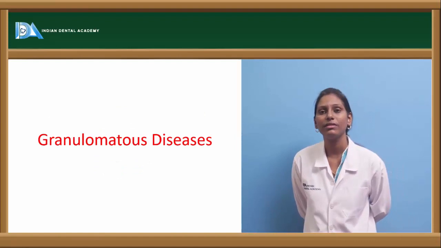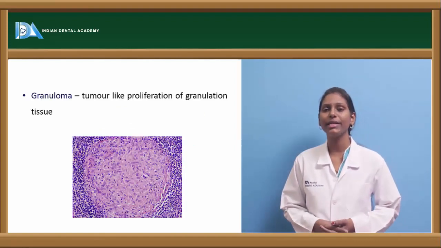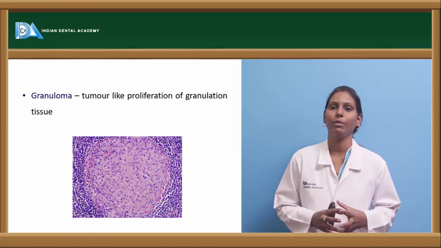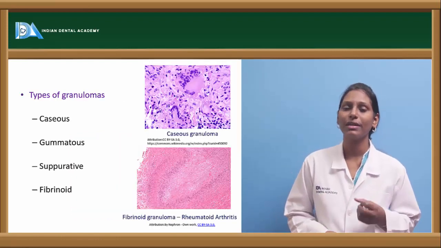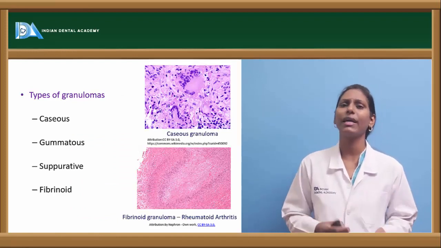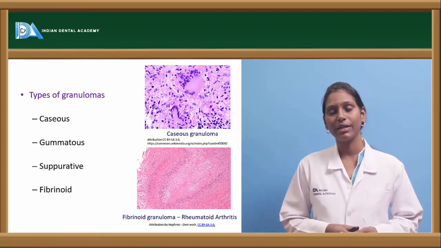To deal with syphilis, as we said, it is a granulomatous disease, right? So what is a granuloma? A granuloma is nothing but a tumor-like proliferation of your granulation tissue, and we have different types of granulomas, again based upon the type of necrosis that they are undergoing.